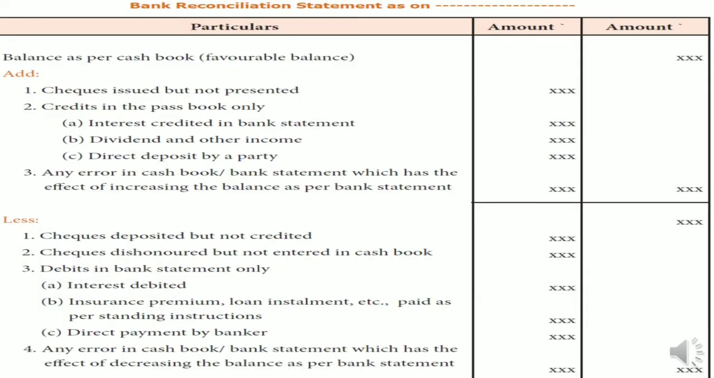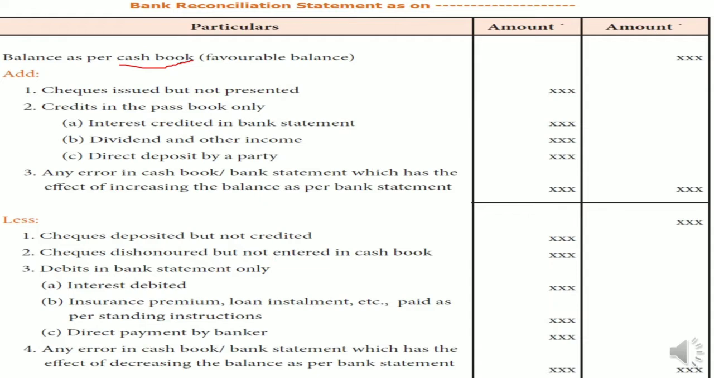Okay, so this is the format for the bank reconciliation statement. The first item is the balance as per cash book. The cash book is nothing but the bank column we maintain. We are going to cross check the bank column we have with the passbook maintained by the banker. That is the concept.